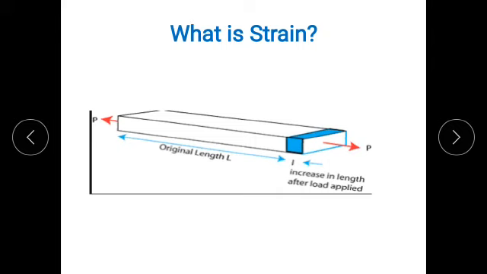First, see this diagram. Here it is observed that the object is in its original position. That means when external force is not applied, this is the original length of the object. But when force is applied, that means when load is applied, there is a change in length. That change in length is the increase in length. But it is possible only when force is applied.